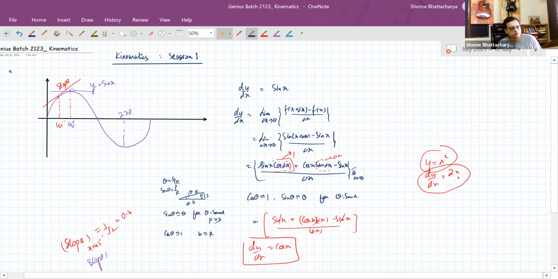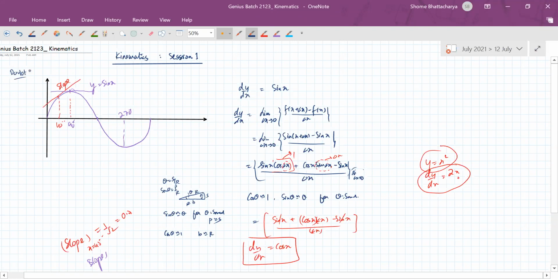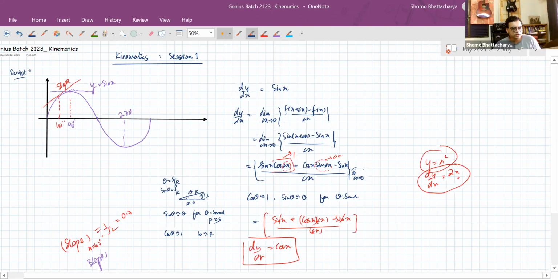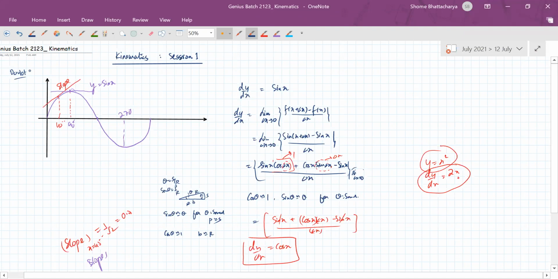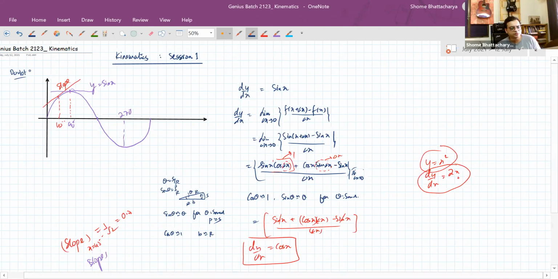Thank you, sir. Sir, how did you get sin x cos delta x plus cos x sin delta x? That's from the formula, no? sin(a plus b) is sin a cos b plus cos a sin b. You've done that in trigonometry by now.